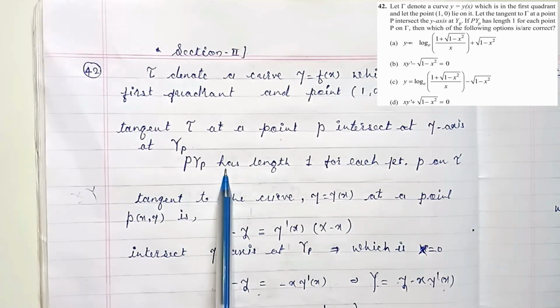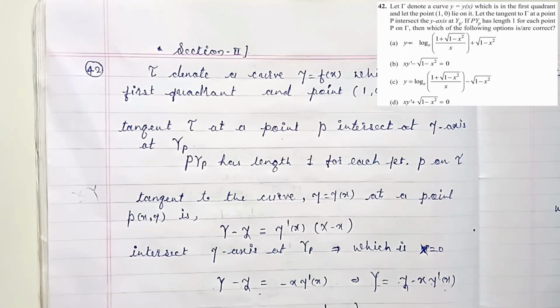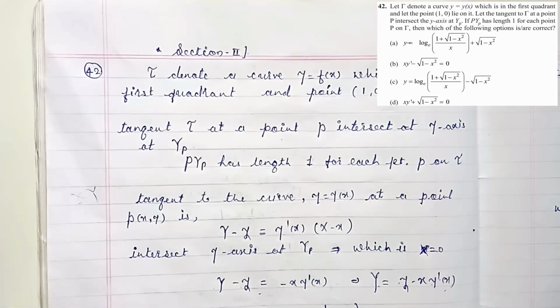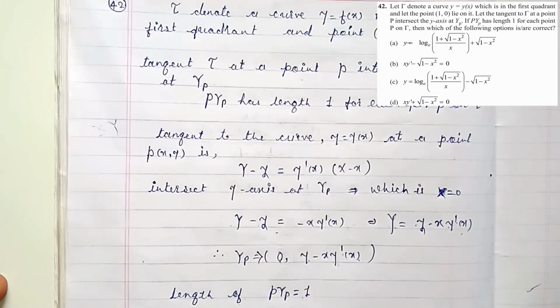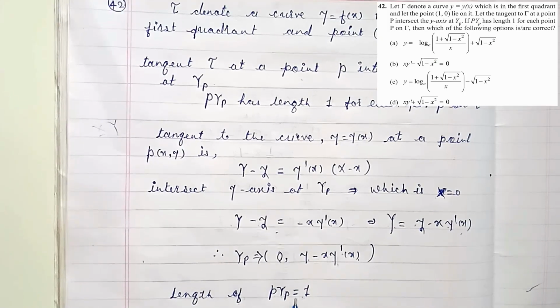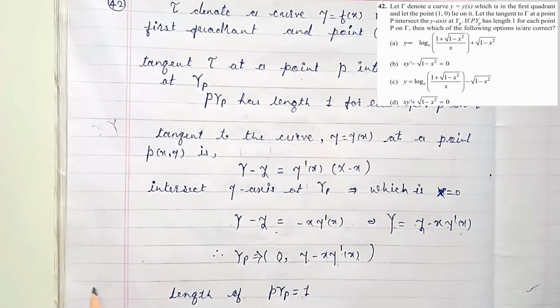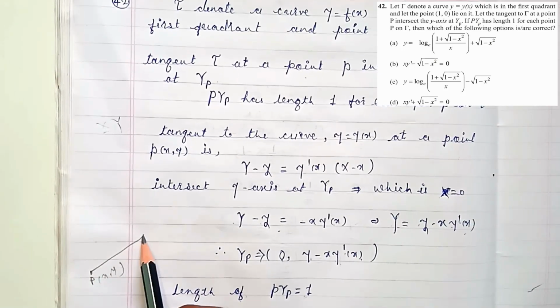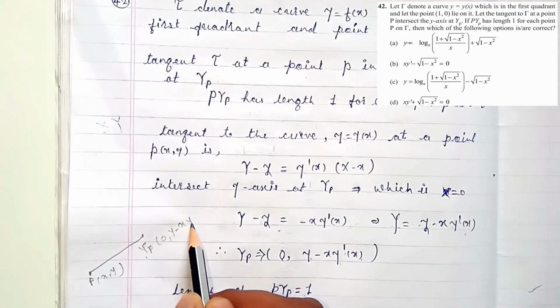And one more thing is given: P YP has a length of 1. So the length of P YP is 1, and we want the distance between P of xy and yp. I got the new point here, 0, y minus x y dash of x. That means the length of P YP is 1, meaning the distance between P and YP is 1. So let me explain here. The point P is xy, and the point yp I got is 0, y minus x y dash of x.